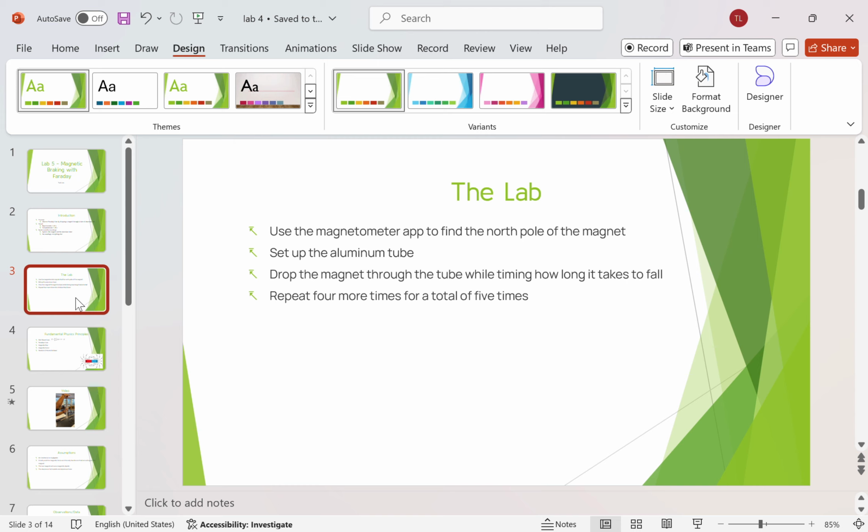The lab. In the lab, we used a magnetometer app to find the north pole of the magnet. We set up the aluminum tube and dropped the magnet through the tube while timing how long it took to fall. This process was repeated 4 more times for a total of 5 trials.